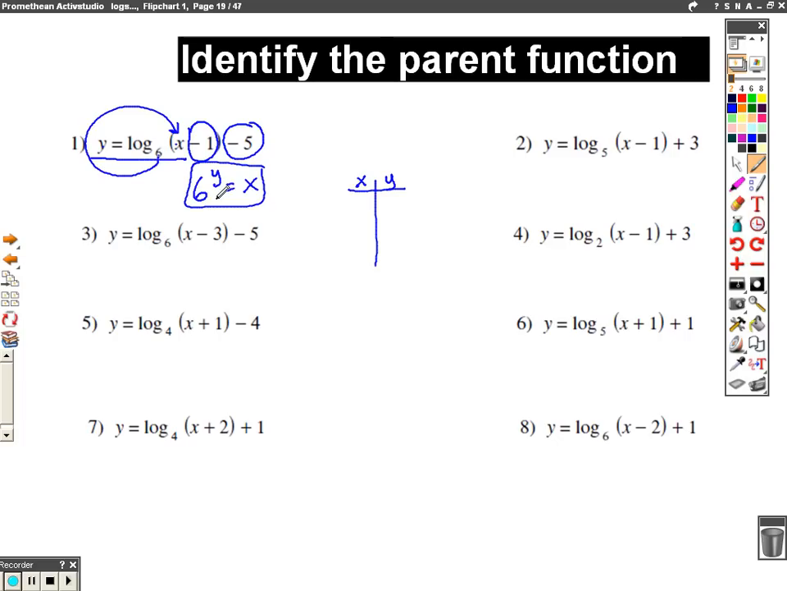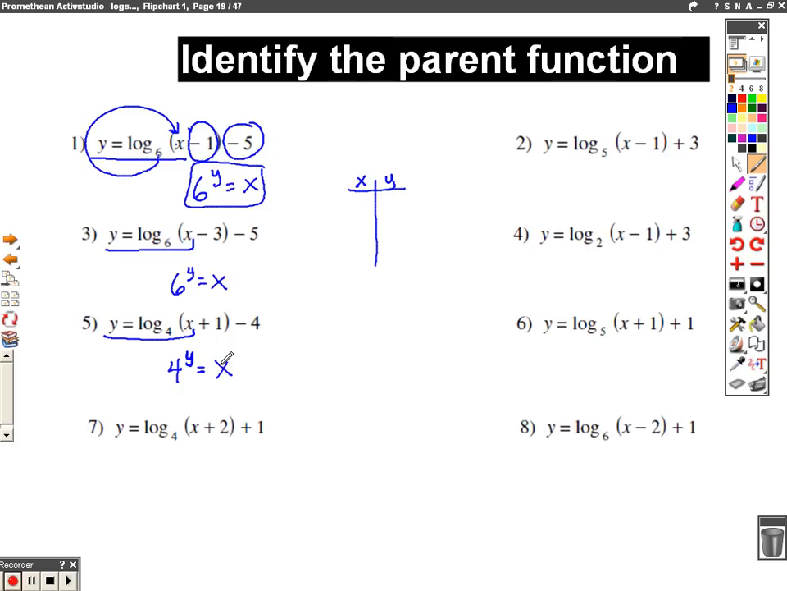So parent function again here, these are my transformations. So we have 6 to the y equals x. That's not fair. That was the same one. All right, how about this one? We just want to look at that. That's a transformation, that's a transformation. So 4 to the y equals x. And notice that when I'm writing this, I'm careful. 4 to the power of y, I make my y smaller and raised, so it's clear that that's my exponent. Equals x. All right, I want you to try the rest of these.